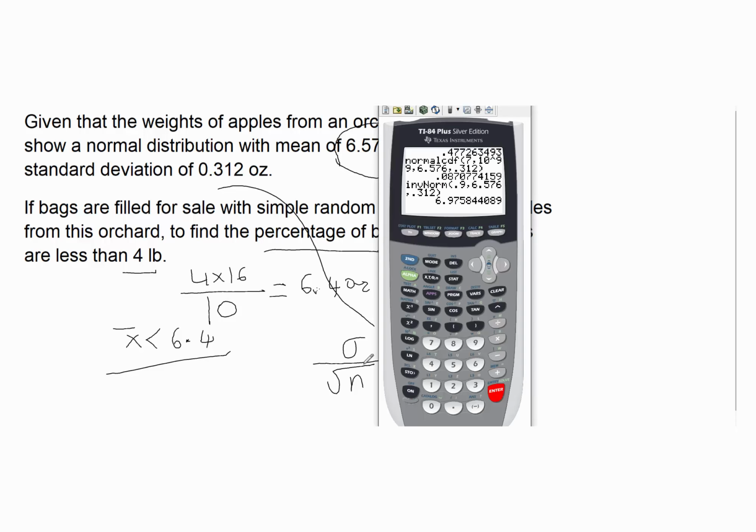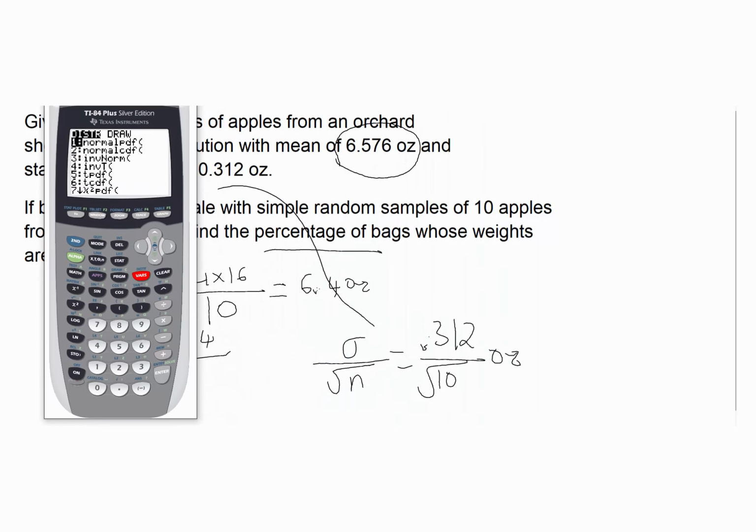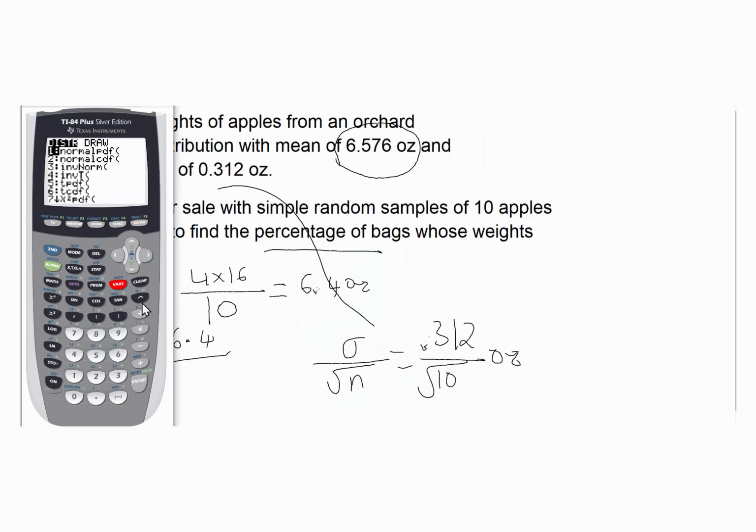because that's what we are using right now, and we will go to normal distribution. All right, and then we are going to select the normal CDF. For the lower weight, let's enter 0, and I'm going to revisit that point in a few moments. And the upper weight is how much? The mean is 6.576, and the standard deviation is 0.312 over the square root of the sample size.